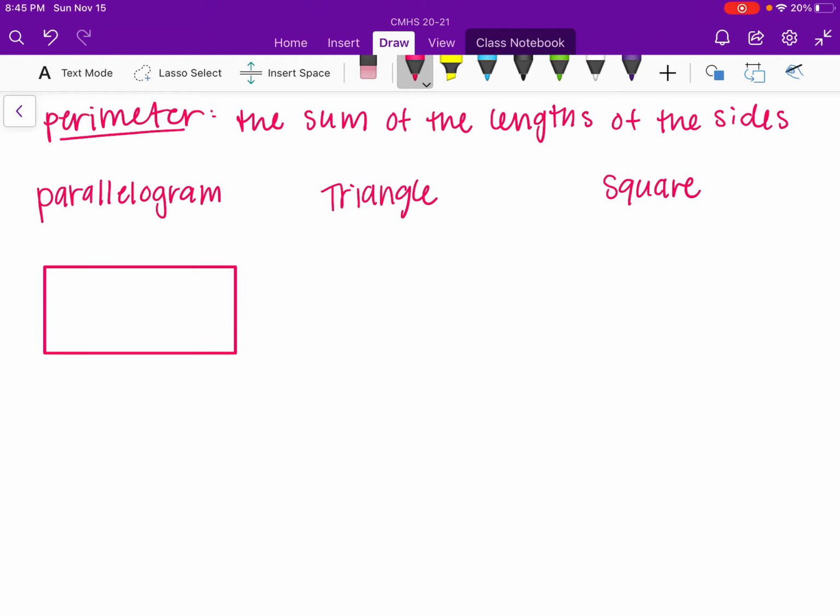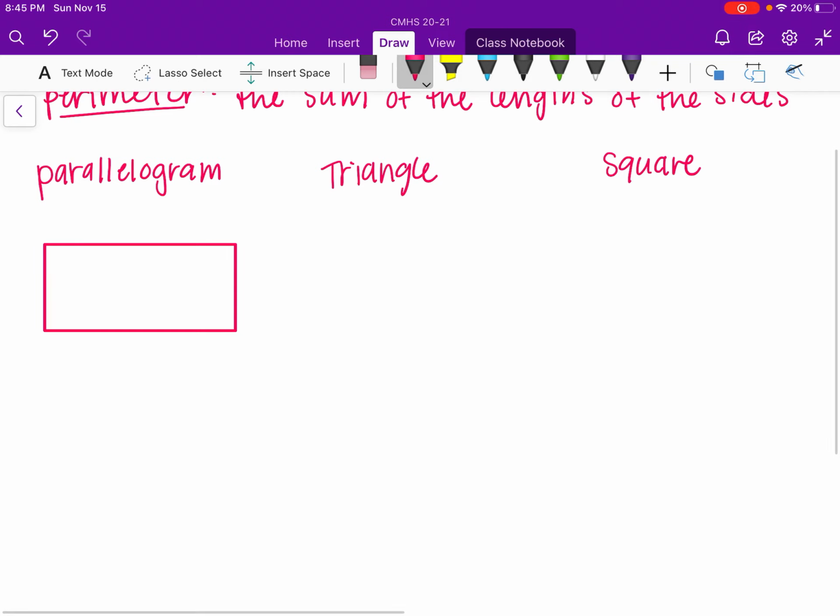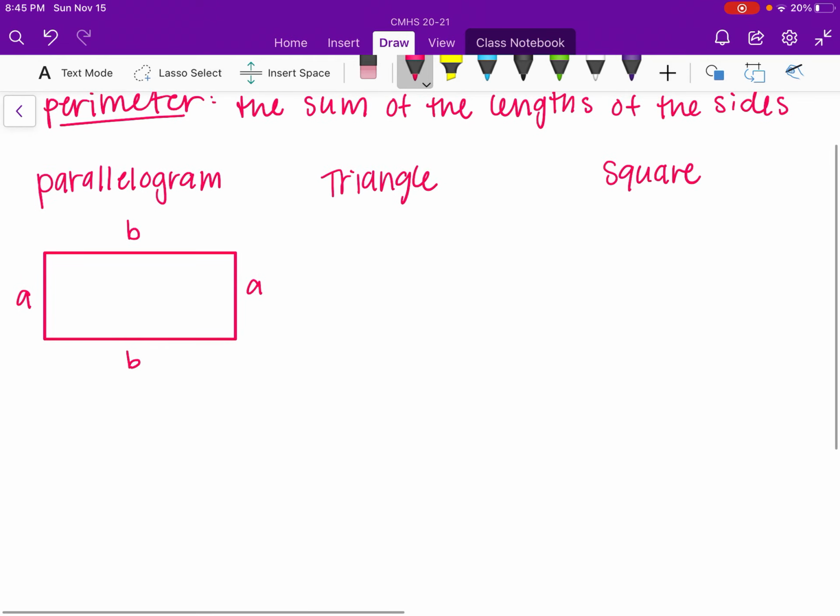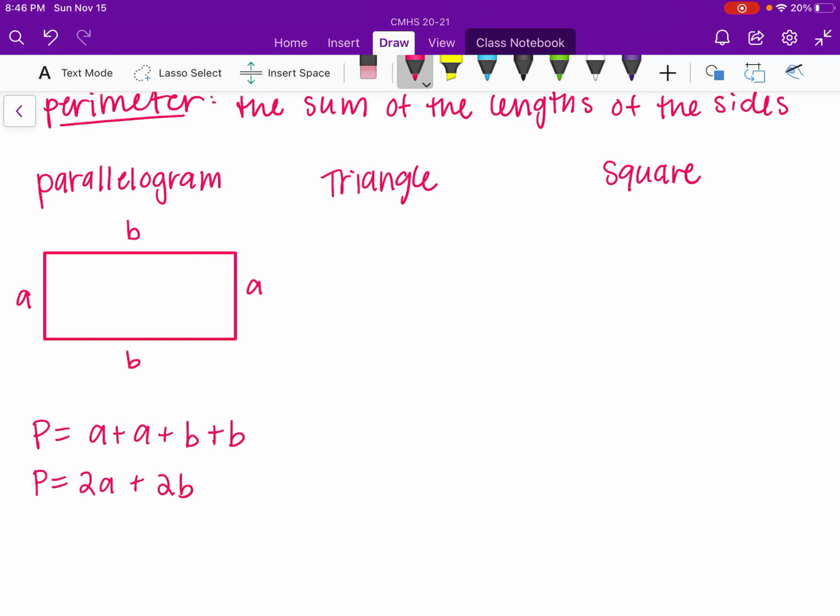So first one is parallelogram. So let's say we have side A, side B, and side B. The B's are the same and the A's are the same. Here, the perimeter would be A plus B plus B. Or we can combine the A's and the B's to be 2A plus 2B. Both of them are correct, but the bottom one is the one we normally go with. So that's the formula for a parallelogram.